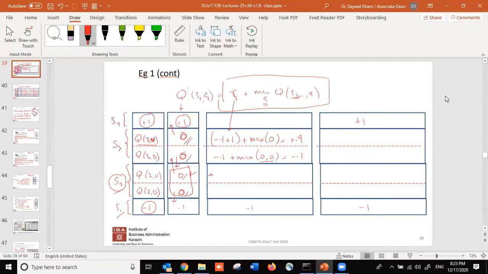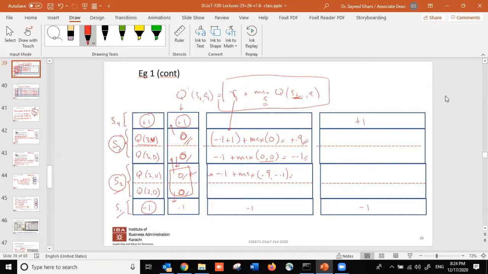What would this be? It's -0.1 plus the max of 0 and -1, if I'm not wrong. You see, now we're basically saying what is the maximum value of the next state where we're moving to, state S3.